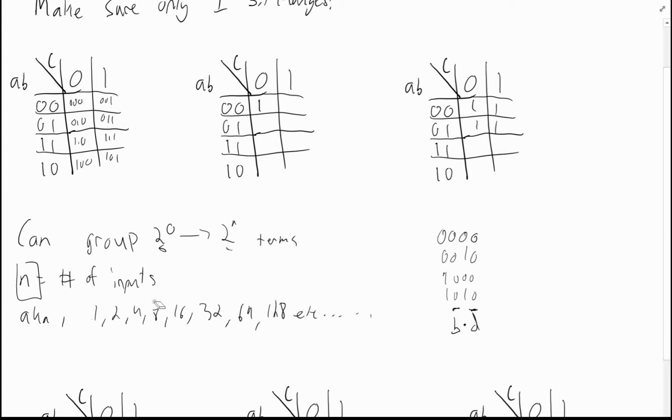How do you find out? Well, you look at what's constant. If this is A and this is C, since A changes, it's insignificant. Since C changes, 0, 1, 0, 1, it's insignificant. So the only ones that don't change are B and D. Be careful, it's B naught and D naught because they're zeros.